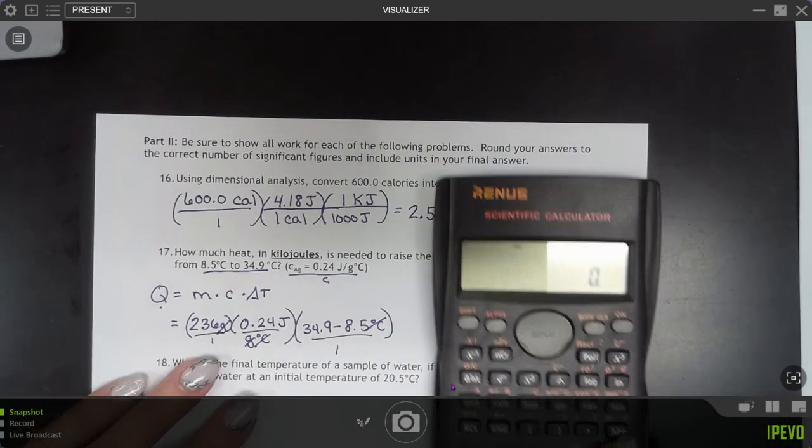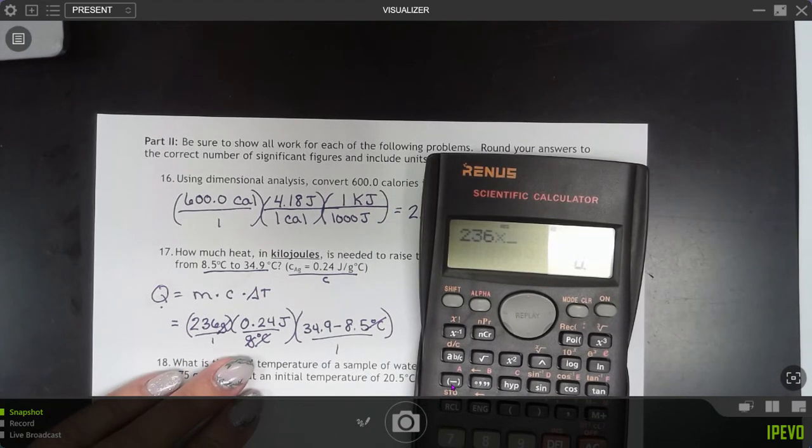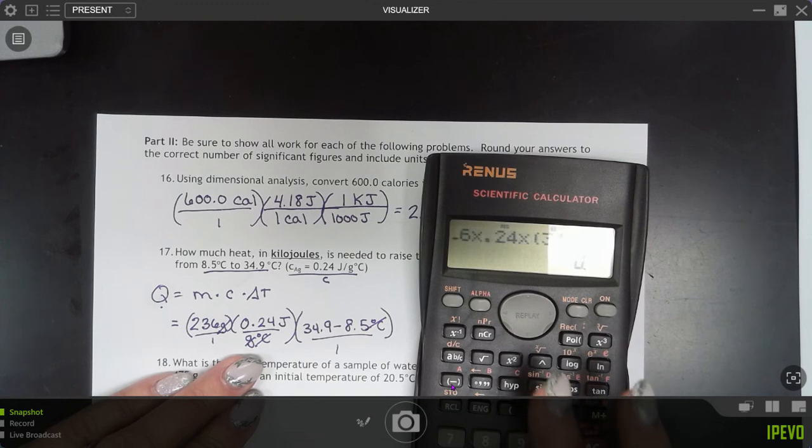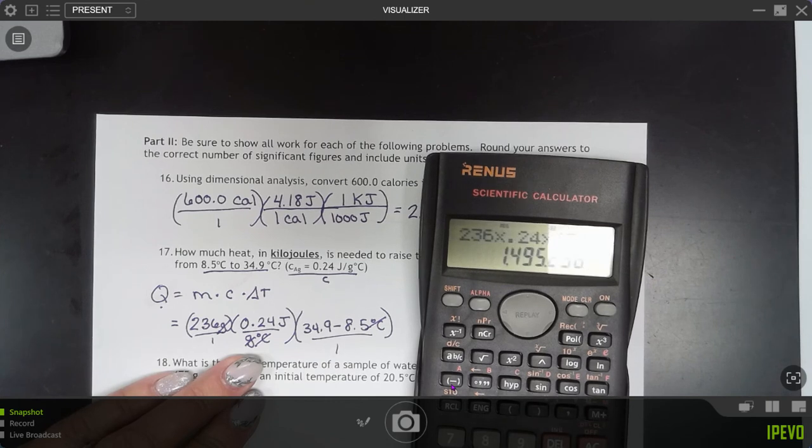So let's do this. 236 times 0.24 times 34.9. Notice I have parentheses, minus 8.5 equals 14. So let's write this down.